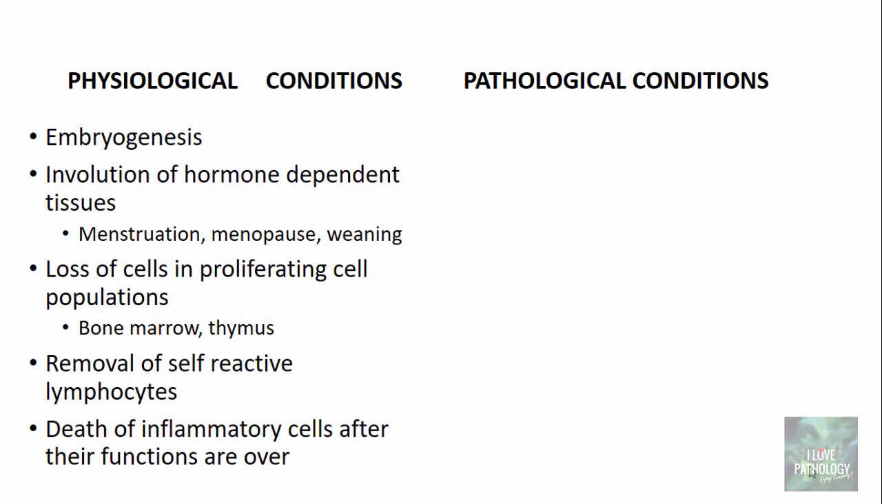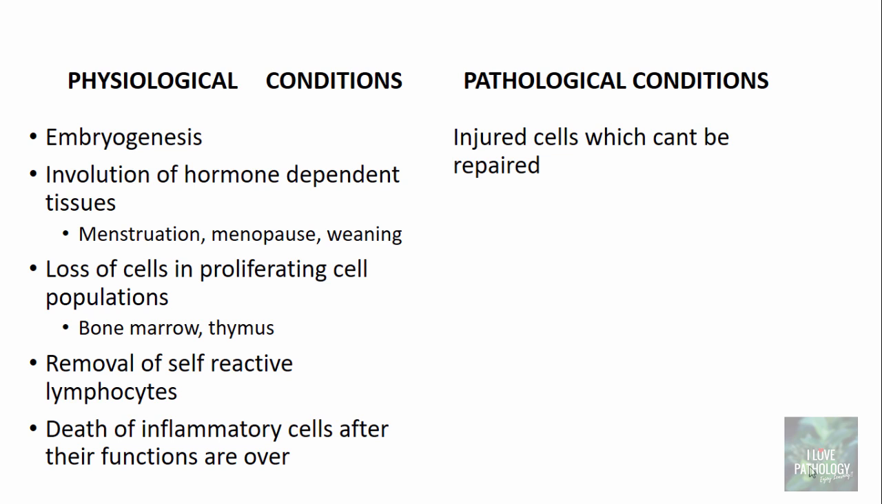What I mean to say here is that, for example, neutrophils are often recruited in the acute inflammatory process. Once the function of neutrophils is over, these cells sense that they are no longer needed and they commit suicide. So, these are the various physiological conditions where apoptosis is observed. So, what are those pathological conditions where apoptosis is found?